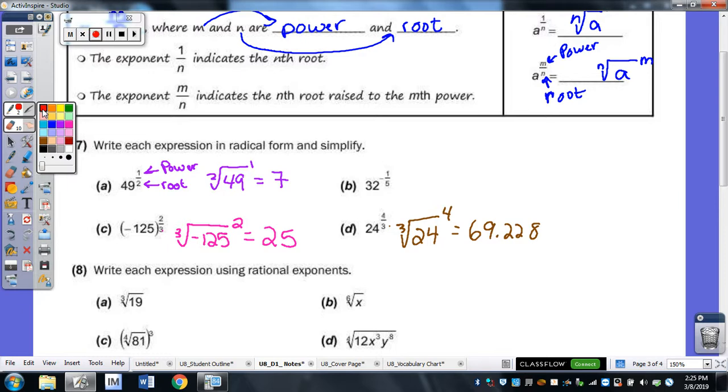So looking at letter B, we have an addition of the negative there. What does the negative do again? Means we have to move it to the bottom of a fraction. So now it turns positive once I've done that. So take care of the negative first. And now we can do like we did the other ones. This is going to be the fifth root of 32, and it would be to the first power. So what is the fifth root of 32?